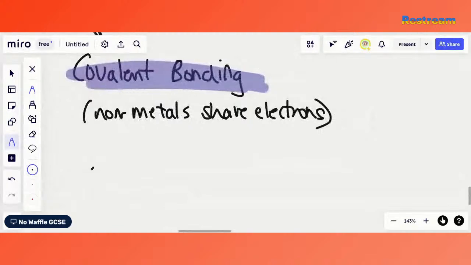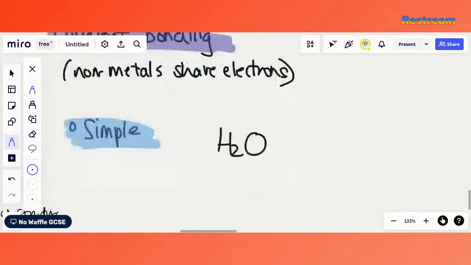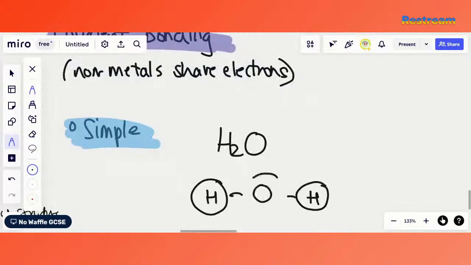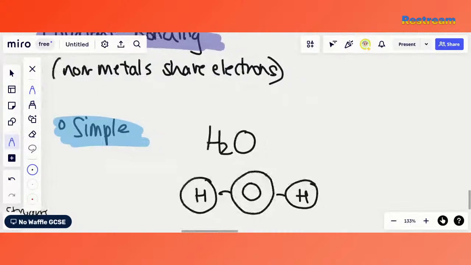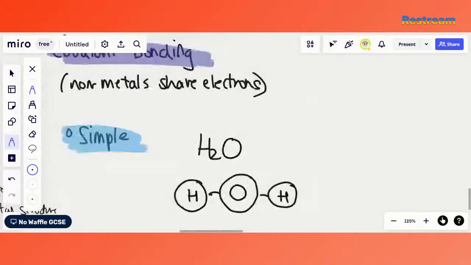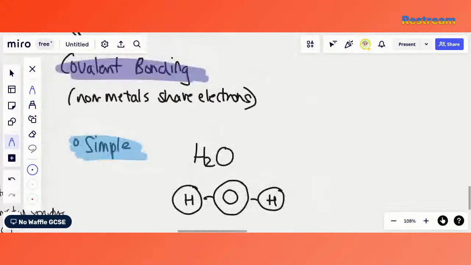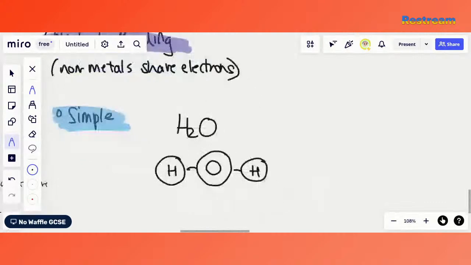So we have simple covalent bonds, which is the first variation of covalent bonds. So simple ones are things like hydrogen and water. So you have two hydrogen atoms connected to one oxygen atom. Now these are all non-metals and they are all sharing electrons. And this is an example of a simple covalent bond. Now sometimes we can get double covalent bonds.